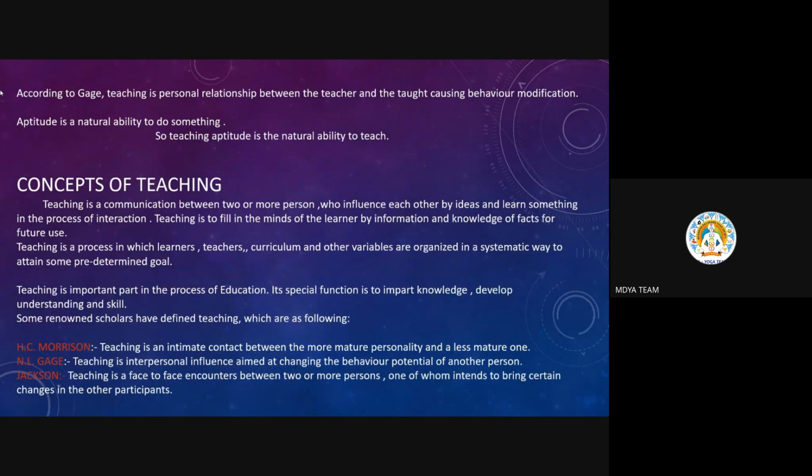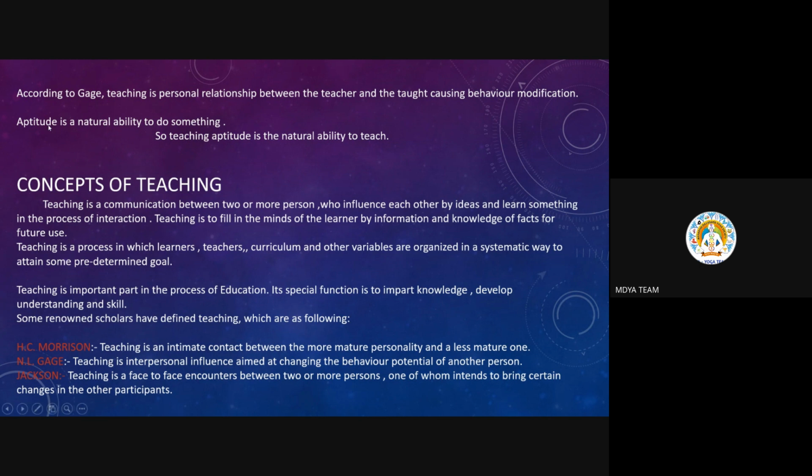According to Gage, teaching is a personal relationship between the teacher and the taught, causing behavior modification. So if teaching and learning is happening, there must be some behavior modification of the learner. The behavior of the learner will be changed in a positive way, or you can say there is a change in the behavior with respect to the teaching.